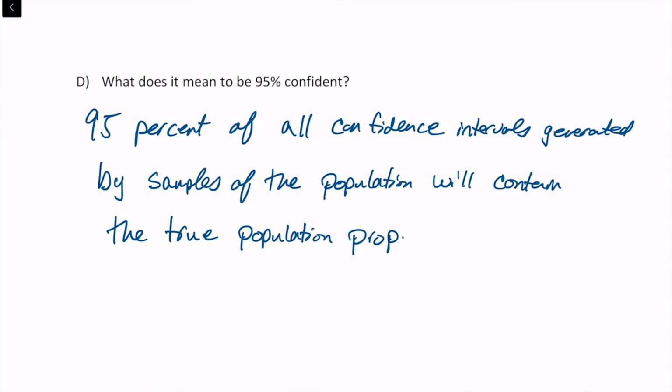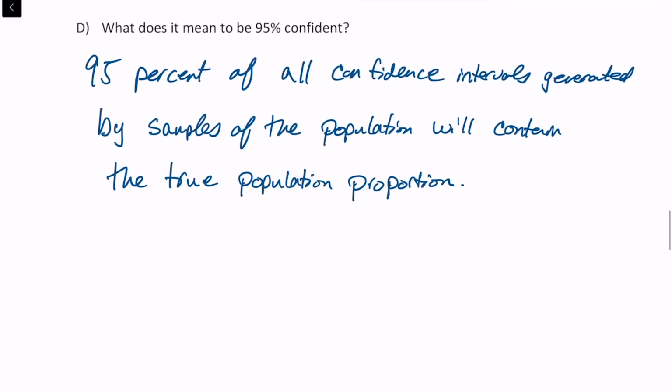So as we said at the beginning of this video, each sample that we take is going to generate a different confidence interval. So let's say we take all possible samples from the population. We got all these different confidence intervals, all of these different lower and upper bounds. Well, 95% of all of those confidence intervals will actually have the true population proportion somewhere in there. Okay? That's what it means to be 95% confident. I know it sounds similar to saying there's a 95% chance that the population mean is in our generated confidence interval, but no, this is saying something slightly different. So I hope that clears what it means to be confident to a certain degree.